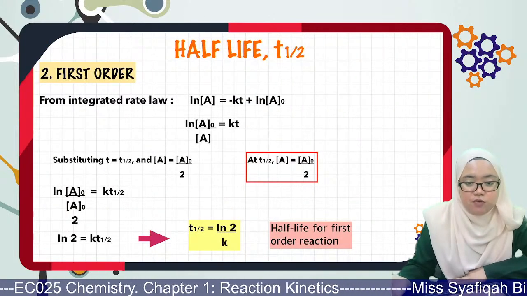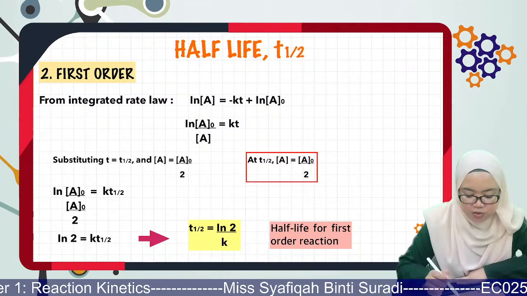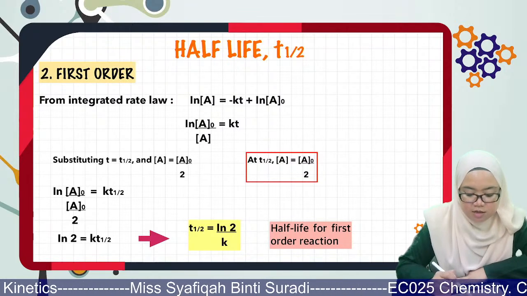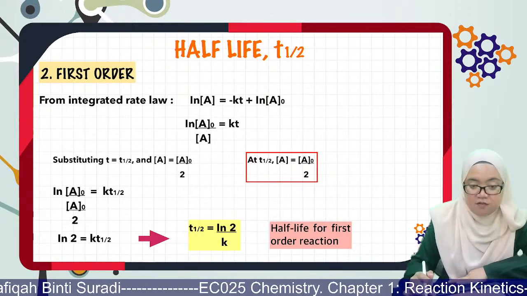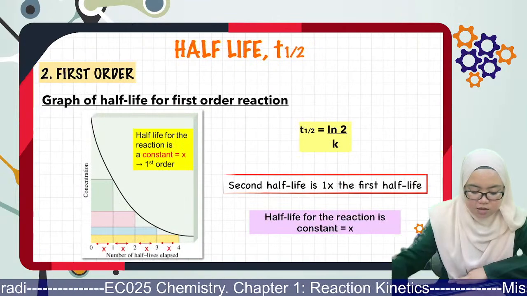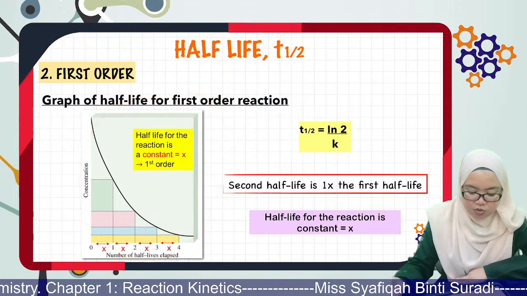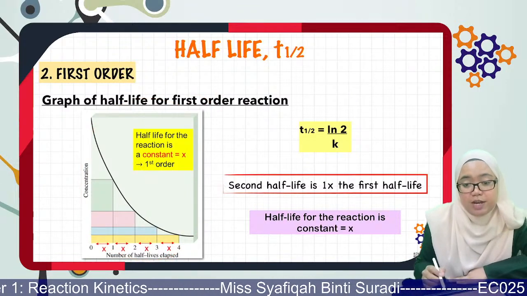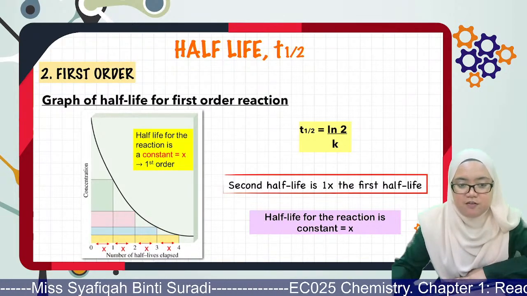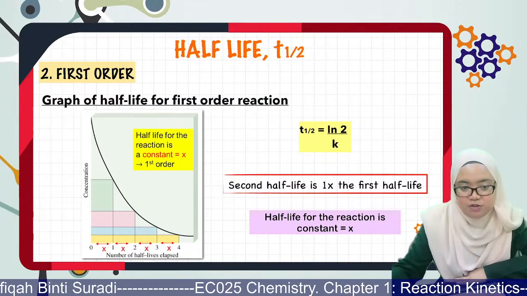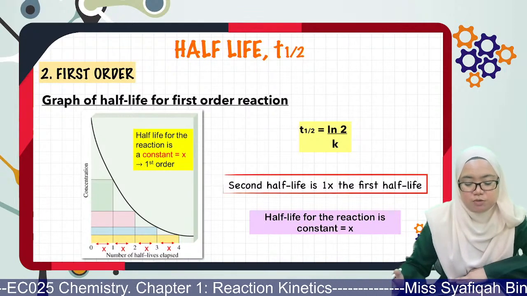Next, untuk half-life untuk first order, half-life is equals to ln 2 over K. Lepas kita dah substitute T half dengan A0/2 ni masuk dalam kita punya integrated rate law, kita akan dapat T half is equal ln 2 over K. So ini adalah half-life untuk first order reaction. So untuk graf untuk half-life, macam ni graf dia. Concentration against time. So dekat sini, half-life untuk first order adalah constant. Maksudnya kalau first half-life tu 60 second, second pun 60 second, dia memang constant je. Okay, setiap half-life dalam first order reaction. Alright.